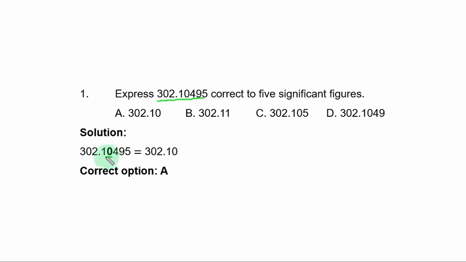Now 0 that is in between 2 SF becomes significant. So if you look at 4, 4 is less than 5. You round it down to 0 and add it to this 0, it remains the same. So you have 302.10. A is the correct option.